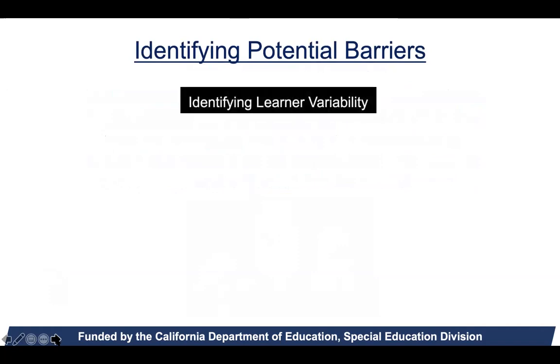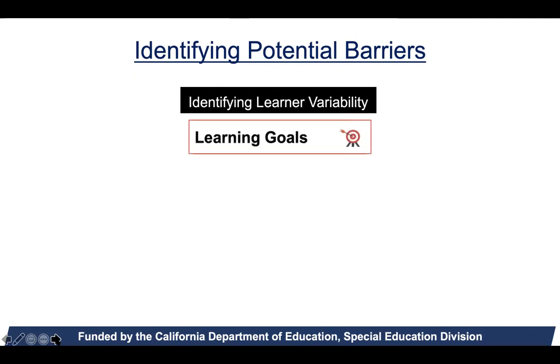So beginning with identifying learner variability. So we've done the self-reflection. We've identified the variability or diversity of learners in our classrooms so that we can also identify potential barriers and then mitigate those barriers as we go through the lesson development process. So then we look at, what is the lesson goal? What goal do we want all students to work toward and eventually master?